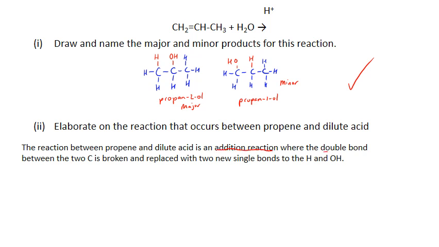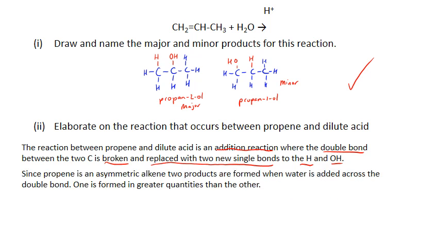So a double bond being broken and replaced with 2 single bonds. Notice how I'm also referring to what is being replaced. So I'm using this example specifically to explain an addition reaction, rather than just doing a general explanation. So after I've explained the reaction, then I'll explain why we get 2 products.